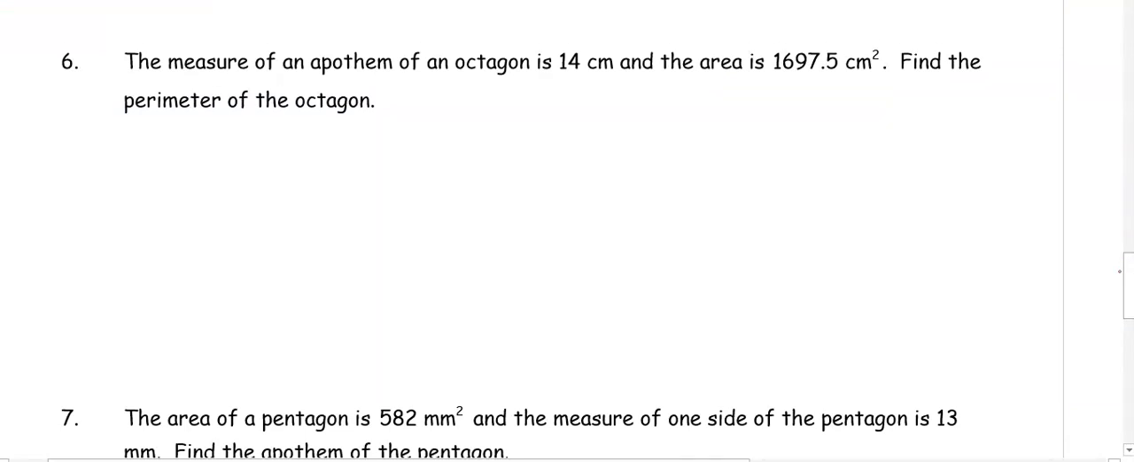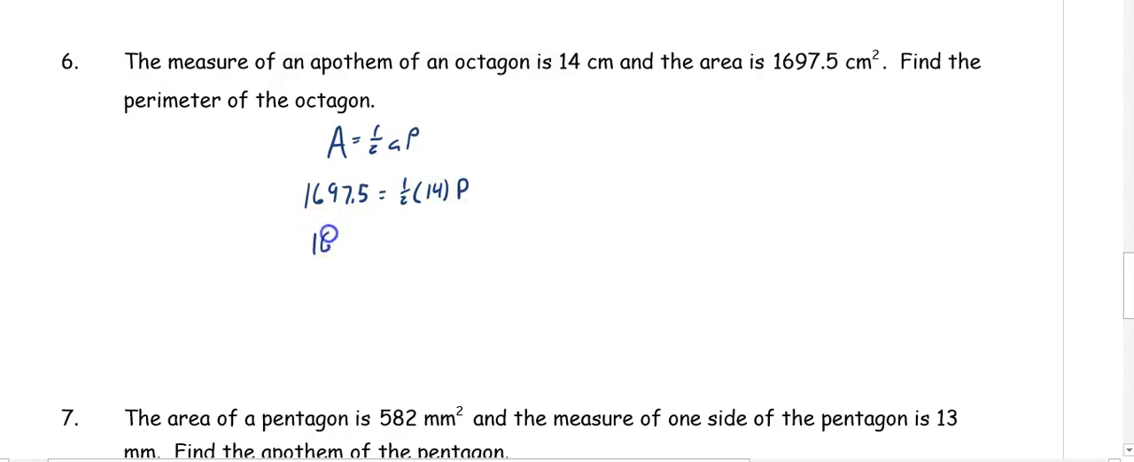In number 6, the measure of an apothem of an octagon is 14 centimeters and the area is 1,697.5 centimeters squared. Find the perimeter of the octagon. So remember our area equation is 1/2 apothem times perimeter. So we already know the area and we already know the apothem. So we can put those into the equation to find the perimeter.